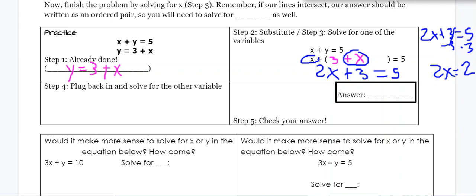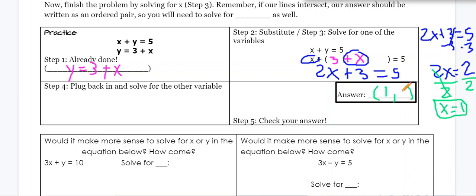So I want to get x by itself, so I have to get rid of that 2. So I have to divide by 2 to get rid of that and leave me with x. And I have to do the same thing to the other side. And 2 divided by 2 is 1. So I'm left with x equals 1. All right, so that is my x value, right? So my x value, I know, is going to be 1, right?